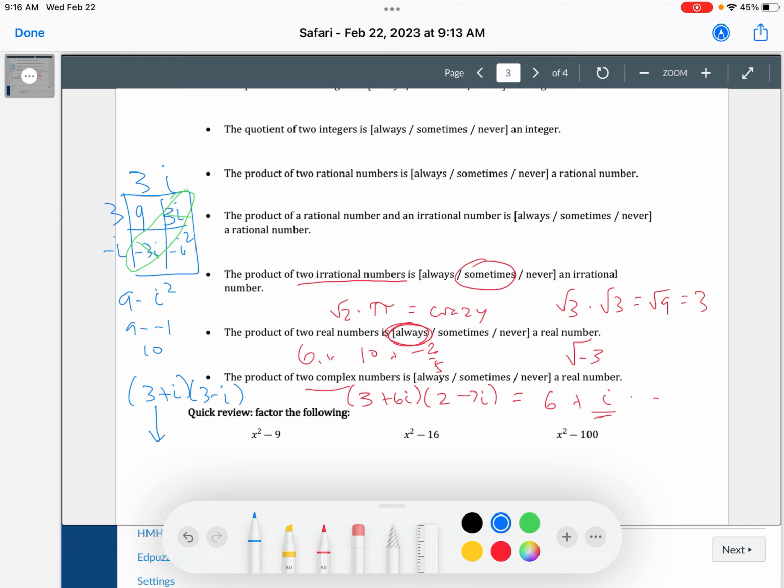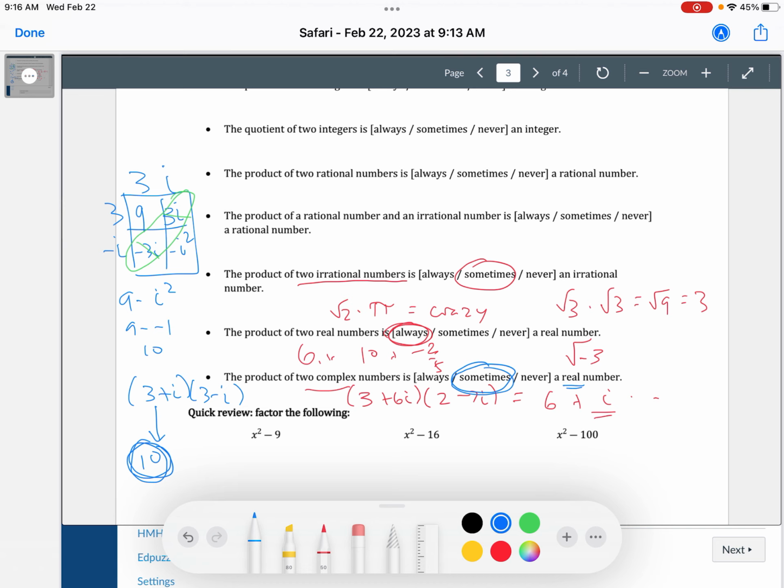So in this case, a couple of complex numbers multiplied together brings back a very ordinary, very tame, very normal real number, 10. So the product of two complex numbers sometimes, rarely, but sometimes will produce a real number.